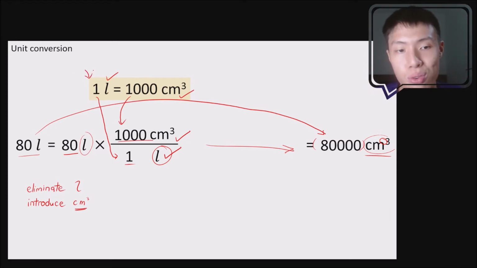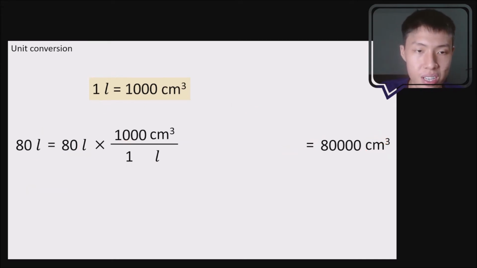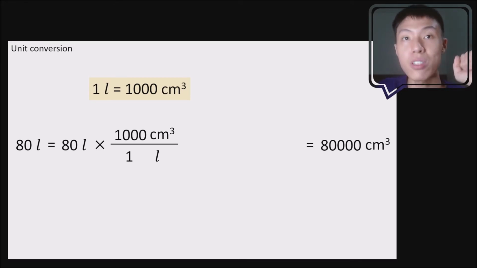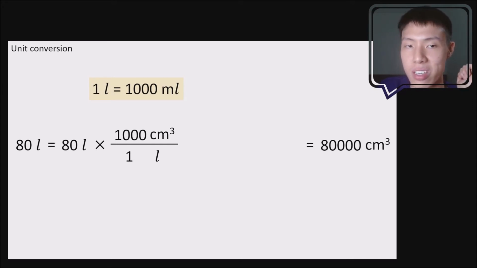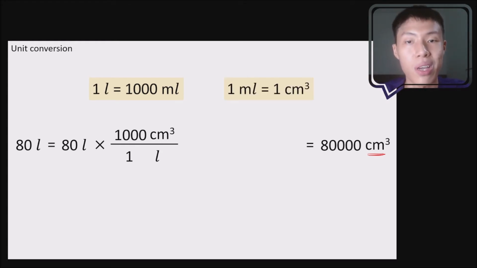Let's say you don't know, so how should you handle the situation? Okay, so let's say today you don't know 1 liter is equal to 1000 cm cube, but you happen to know that 1 liter is equal to 1000 milliliter, sorry. Okay, 1 liter is equal to 1000 ml, but what you need is still cm cube. So you still need to know how to get from milliliter to cm cube. And let's say you happen to know that 1 ml is equal to 1 cm cube.